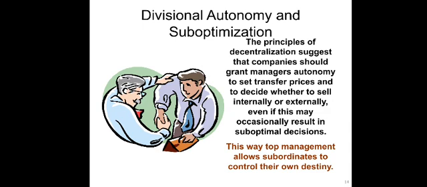Okay, this is an additional point. Divisional autonomy and sub-optimization. The principle of decentralization suggests that companies should grant managers autonomy to set transfer prices and to decide whether to sell internally or externally, even if this may occasionally result in suboptimal decisions. This way, top management allows subordinates to control their own destiny. So remember the principle of decentralization.